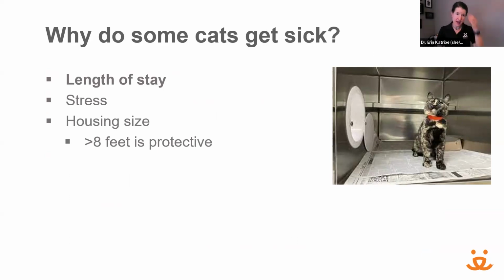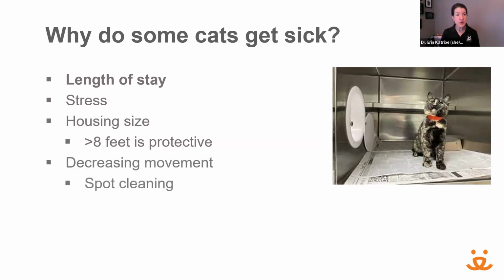And during the time that they have to stay, we give them better housing. So we give them greater than 8 feet of floor space. That's been found to be protective and reduce the upper respiratory risk. What that means, double compartment housing, right? So you can see the cat in the picture with the portal. It's decreasing movement, including movement to clean, right? So spot cleaning if that cat is remaining in that same kennel.